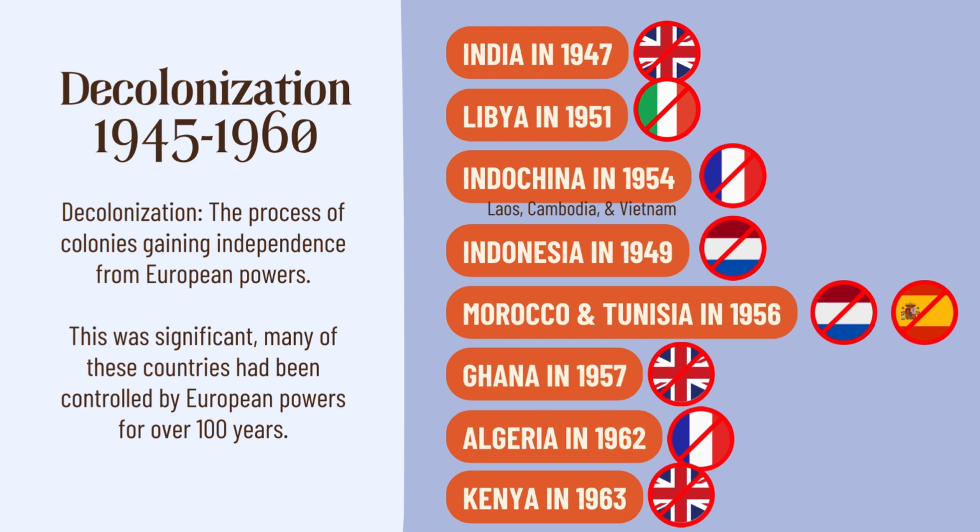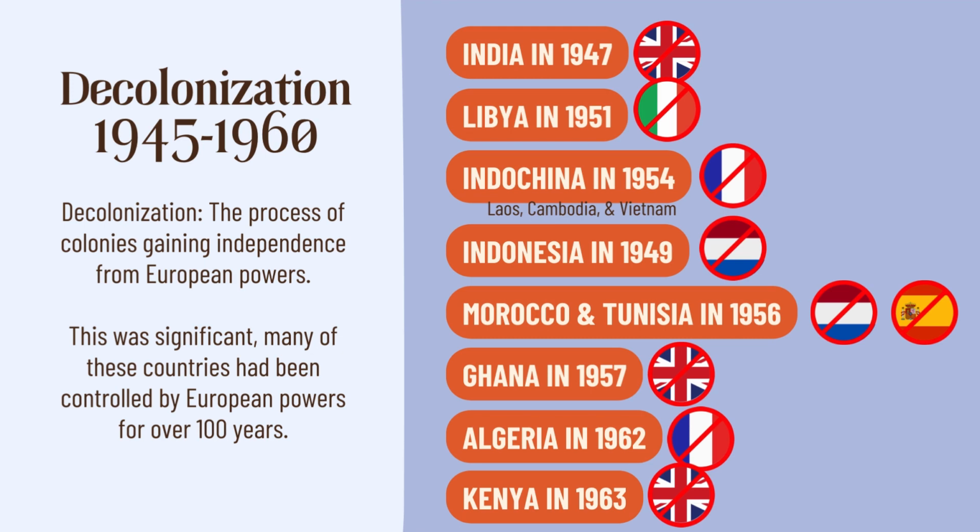So, looking at the list, India gained independence in 1947, and I put the country that used to control them. I put a little picture of a flag next to them. So they were controlled by the United Kingdom. Libya gained independence in 1951. That flag is Italy. Indochina, which is currently the countries of Laos, Cambodia, and Vietnam, gained independence from France. Indonesia gained independence in 1949 from the Netherlands.